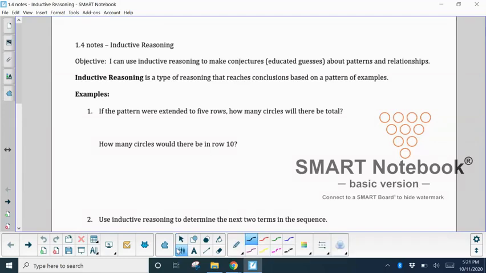Hey guys, we're going to go ahead and get started with the next section. This section is about inductive reasoning. So our objective is I can use inductive reasoning to make conjectures about patterns and relationships.